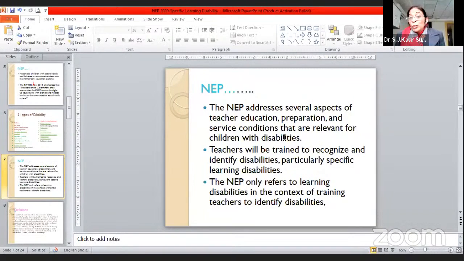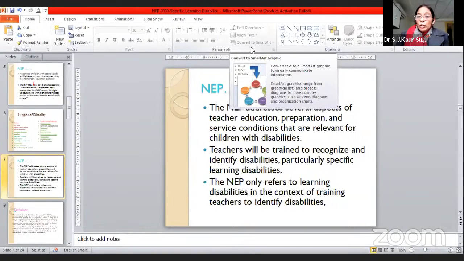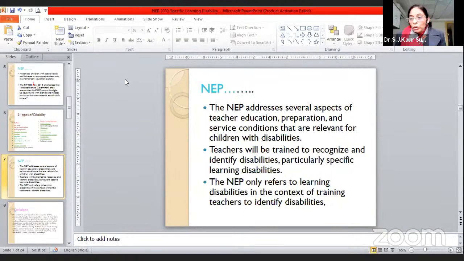Teachers will be trained to recognize and identify disabilities, particularly specific learning disabilities. You can think that you have understood by now why I have taken specific learning disability. Even the National Education Policy has discussed and emphasized specific learning disability. It is mentioned there that all teachers will be trained, the general mainstream school teachers and the special educators also, because now students with special needs will be in the mainstream school.